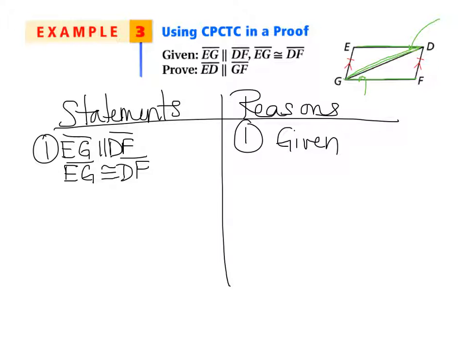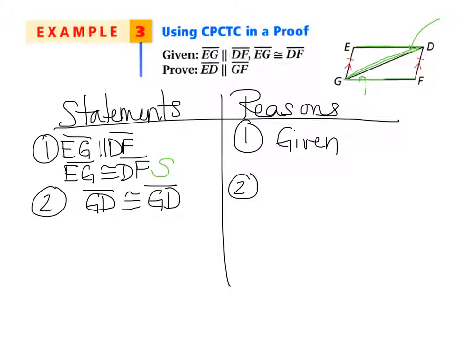So let's prove these triangles congruent first. So I have a side, that's all I have. And once again, if you would like to put an S next to the sides we're talking about, you can do that. I also know that segment GD is congruent to segment GD because of the reflexive property. That's also a side. What else could I do here? Well, I know from my given that EG and DF are parallel, which means I have alternate interior angles here.